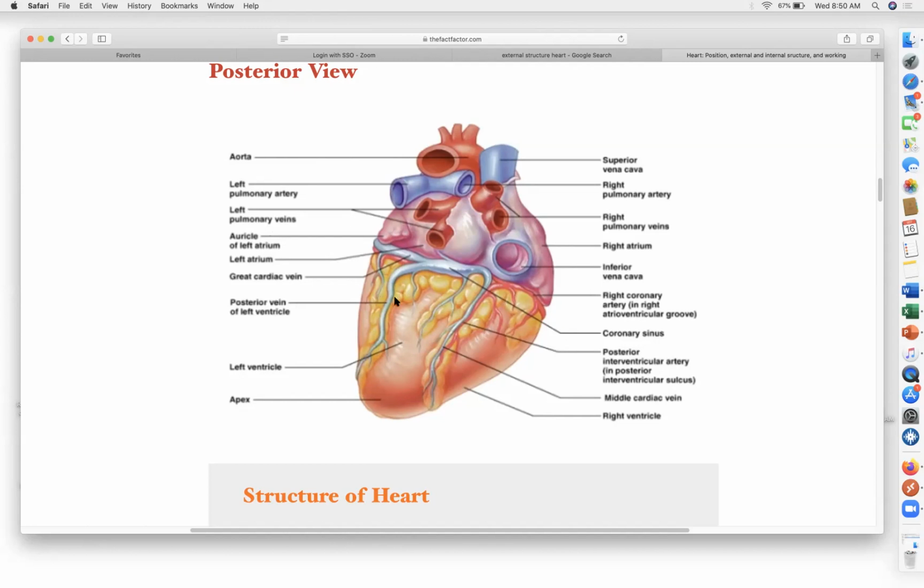So now I know that this has to be the left ventricle, because this is the posterior interventricular sulcus. This is the right ventricle. This has to be the right atrium. This has to be the left atrium. And on the right atrium, we have a tube coming from the back or downward part, so that's got to be the inferior vena cava. You have this tube, which is going up from the top into your right atrium. That has to be the superior vena cava.